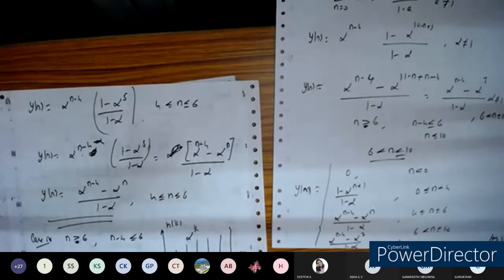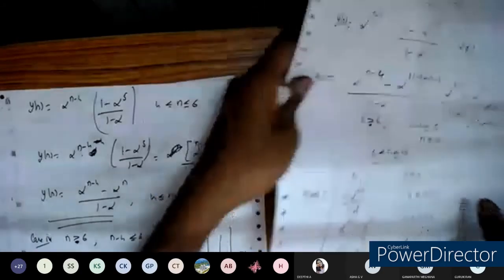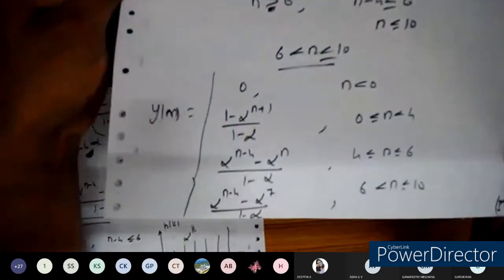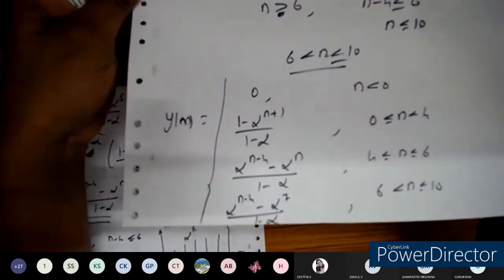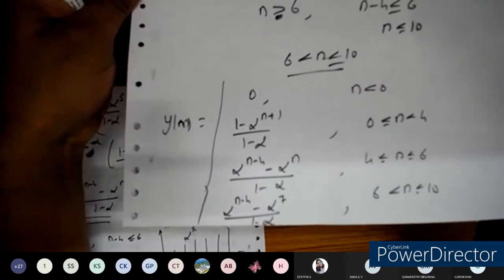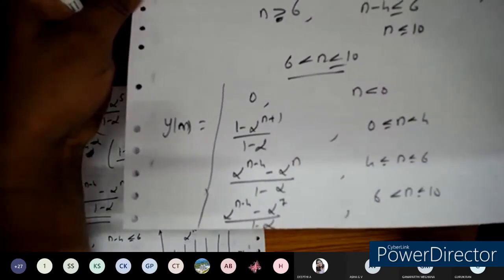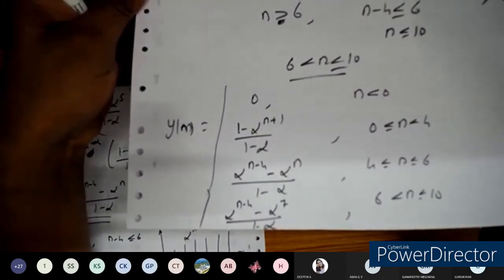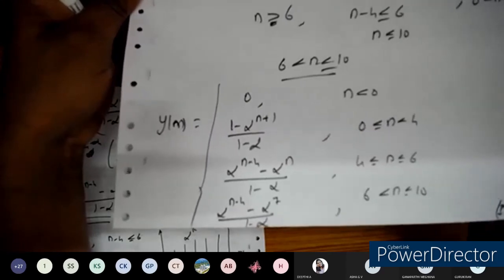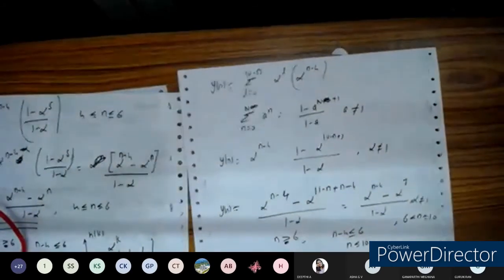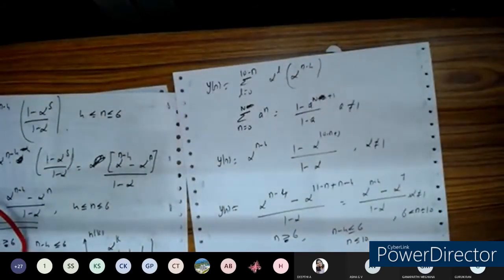Okay, so it is done, right? You got the values. So this is the value of y of n we got here. So these are 12 marks questions. It will be asked in the exam. Done. We'll take the next problem.